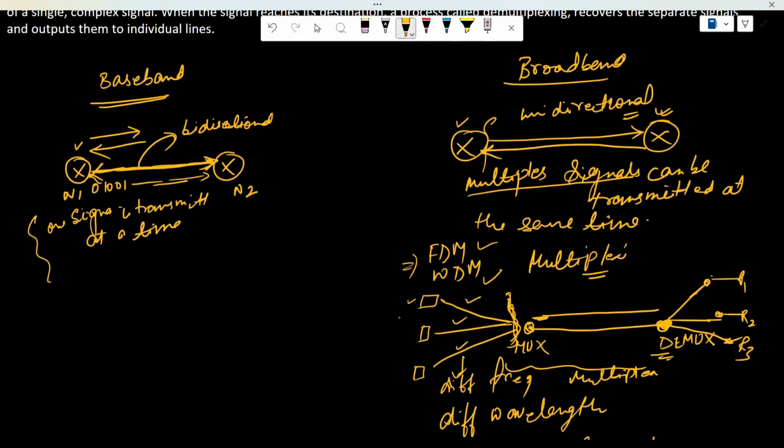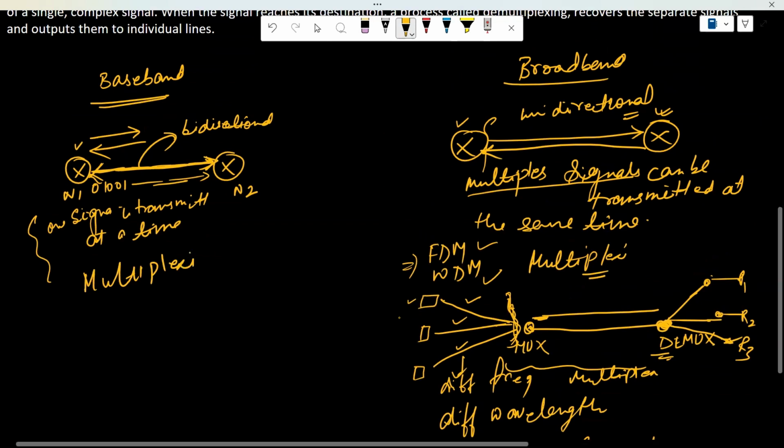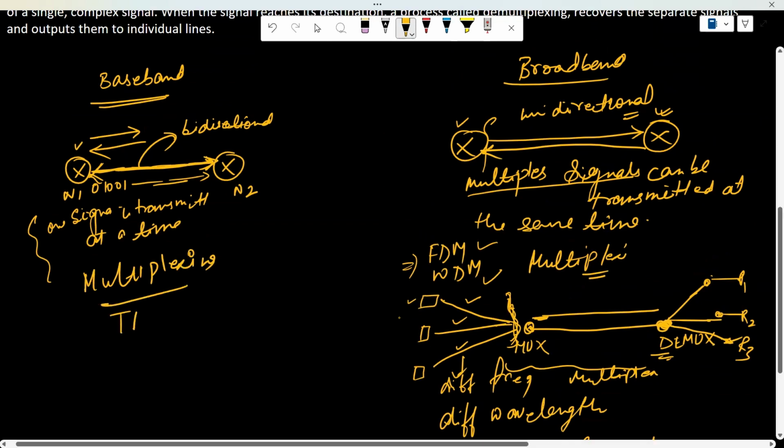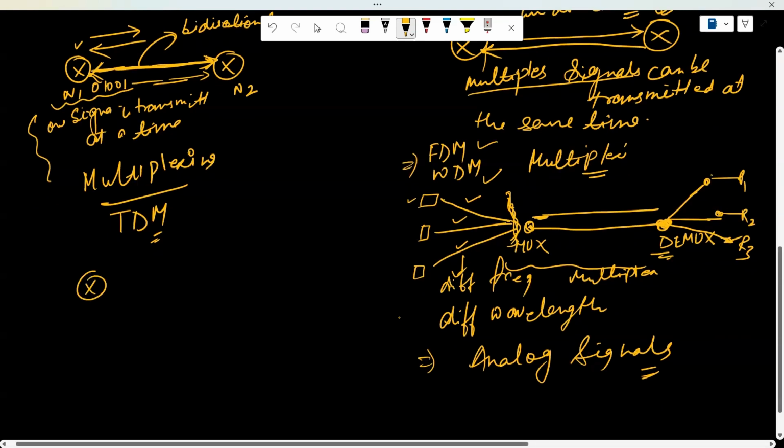And if we talk about baseband, this also uses a multiplexing technique, but the technique which is being used here is TDM, time division multiplexing. Since only one signal is being transmitted at a time, and in TDM also only one signal transmits at a time. Suppose this is the communication channel through which multiple nodes want to send the data. Suppose there are node 1, node 2, node 3 who want to use the same medium to transmit a signal.